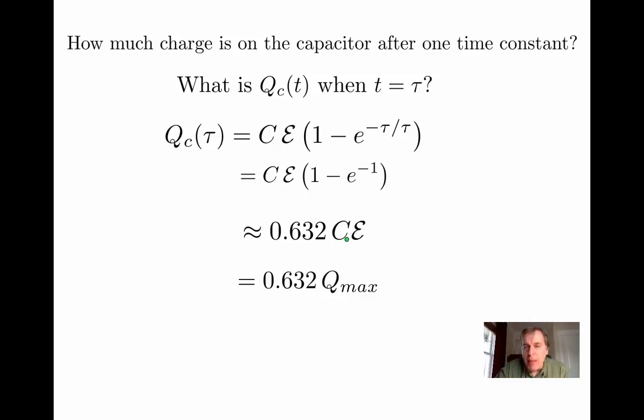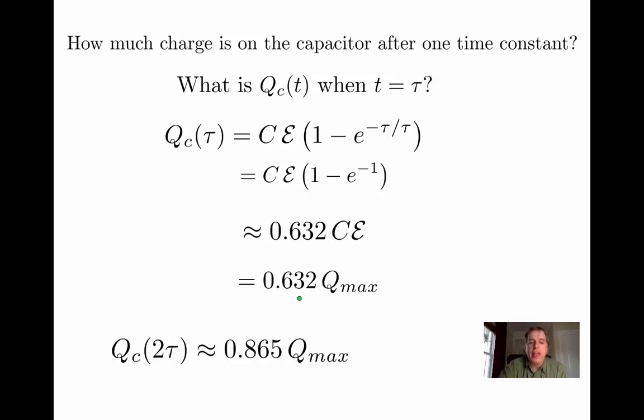But remember, CE is the maximum charge. So we get about 63.2% of Qmax. So this is telling us that if you wait one time constant, you'll have 63.2% of the maximum charge that will have accumulated on your positive plate. Okay. Now you can calculate at any other time.